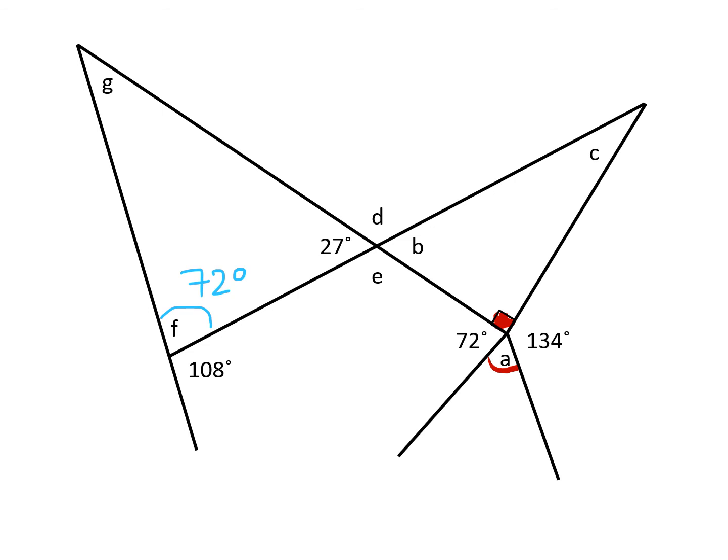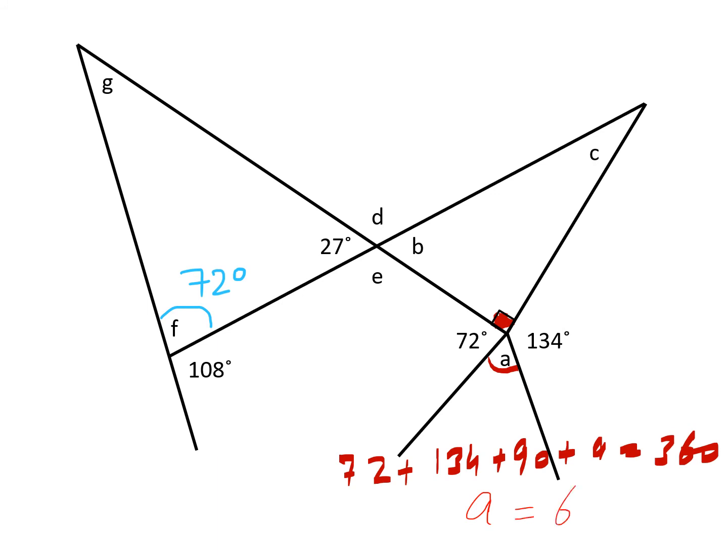Since we know this is an angle at a point, it's 360 degrees. So if we add all of them, 72 plus 134 plus 90 degrees plus A, they should be equal to 360 degrees. If we simplify this, A would be equal to 64 degrees. Okay, from here we are able to find the value of A, which is 64 degrees.